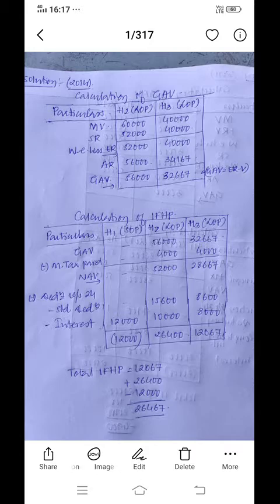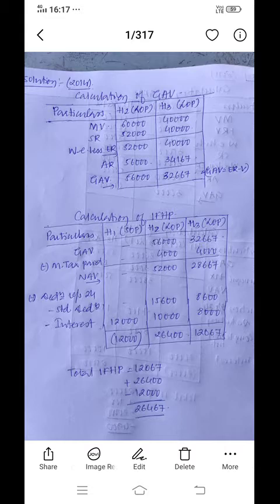Again I am telling, AR is less than ER here because of vacancy and other factors. The other factor is unrealized rent. So GAV is ER minus V. That is step number, if you look at the format, point number 3.